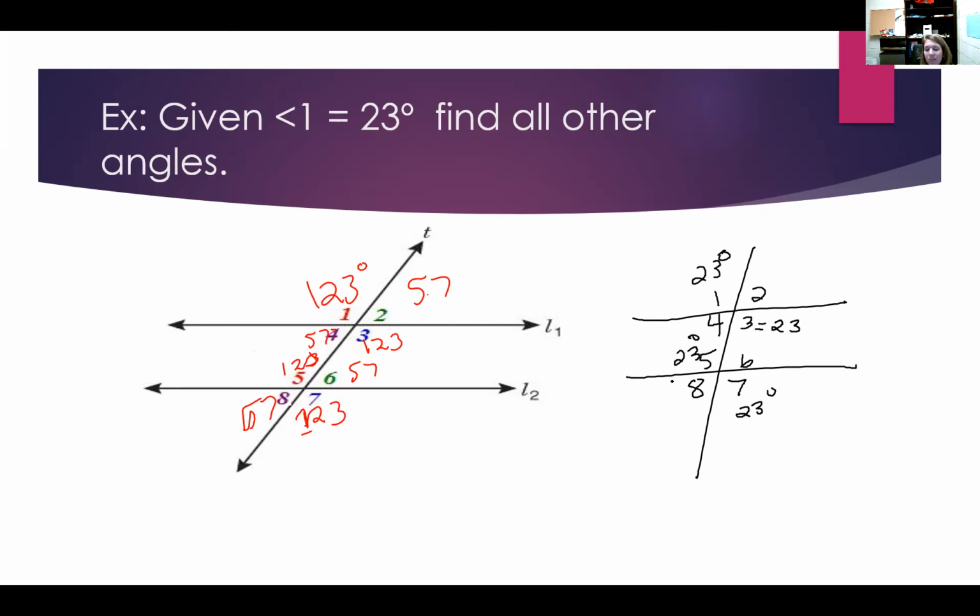Okay. And then from this, I know that 8 is going to be 180 minus 23 degrees because we know that they create a straight line. And that's going to be 157 degrees. Okay, and if 8 is 157, the vertical angle is 157 degrees. And then alternate interior, 4 is going to be 157 degrees, and then 2 is going to be 157 degrees. Okay, and that is it for 2.1.